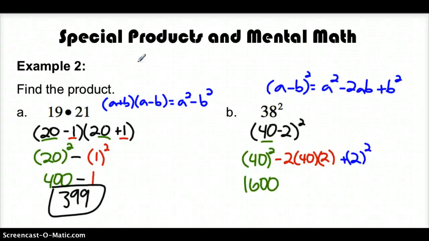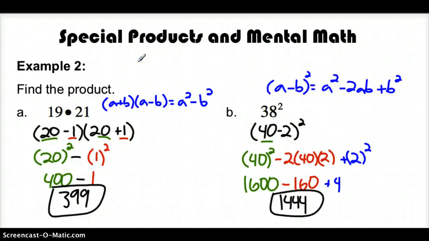Now the minus 2ab part. Minus 2 times 40 is 80, and 80 times another 2 is 160. So minus 160, and then I'm going to add 4 to that. So 1600 minus 160: 1600 minus 100 is 1500, minus 60 more is 1440. Then I add 4 to that, so 1444 should be my final answer. We'll write 1444. So there you have some mental math applications for these patterns.